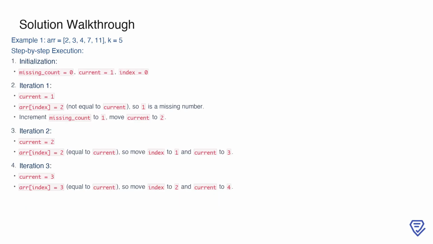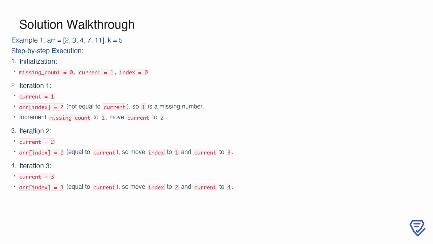To solve this problem, we start with the array 2, 3, 4, 7, 11, and k equal to 5. First, we initialize three variables: missing_count to 0, which keeps track of how many missing numbers we've found so far, current to 1, representing the current number we are checking, and index to 0, which tracks our position in the array. In the first iteration, current is 1, and the first element of the array at index 0 is 2. Since 1 is not in the array, it is a missing number. We increment missing_count to 1 and move current to the next number, 2.